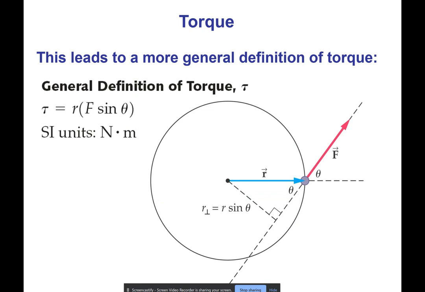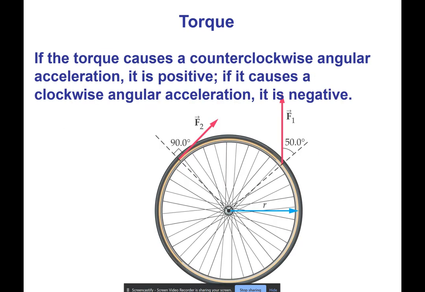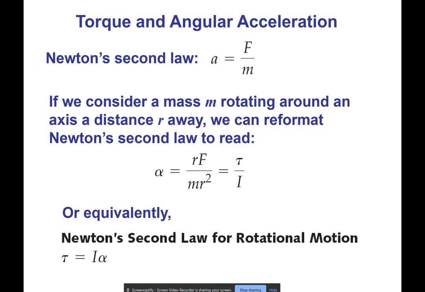So it does lead to a more general definition when you can just sit there and do your radius times your force times sine theta, and it will always be sine theta. So yeah, there you go. Now, if the torque causes a counterclockwise angular acceleration, it's positive. If it causes a clockwise one, it's negative, just like how we learned about the motion in our slide before.